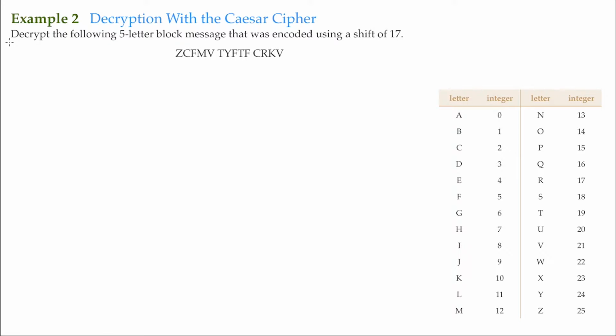So we continue with this example with the Caesar cipher, except this time we're going to be decrypting it. Here we have this encrypted, this coded message here, which was created by the Caesar cipher. It was created using a shift of 17, as you can see right here. But now we're going to decrypt it. We're going to uncode it to see what it says.